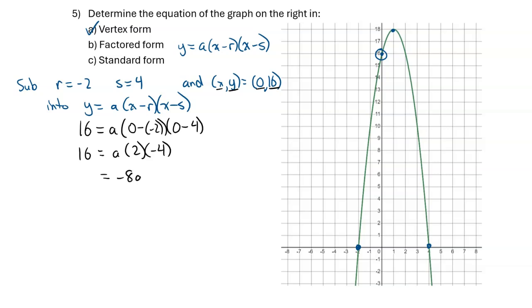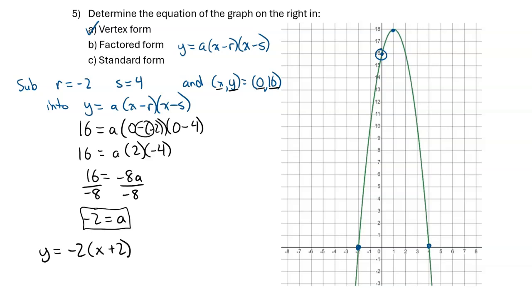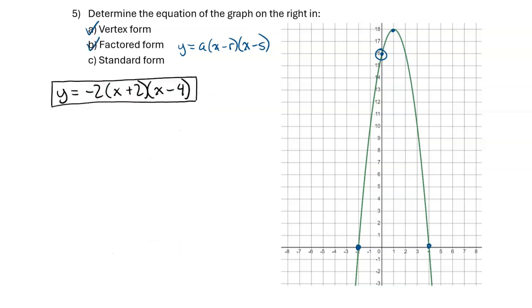So we get a times 2 times -4, so that's -8a, and that's equal to 16. We divide by the coefficient in front of a, and we get a equals -2. The -8 divided by -8 gives us 1 times a. And so 16 divided by -8 is -2. So what that means is we can write that as y equals -2 times x plus 2, because it was subtracting a negative, and then x minus 4, just as we substitute those values in earlier.